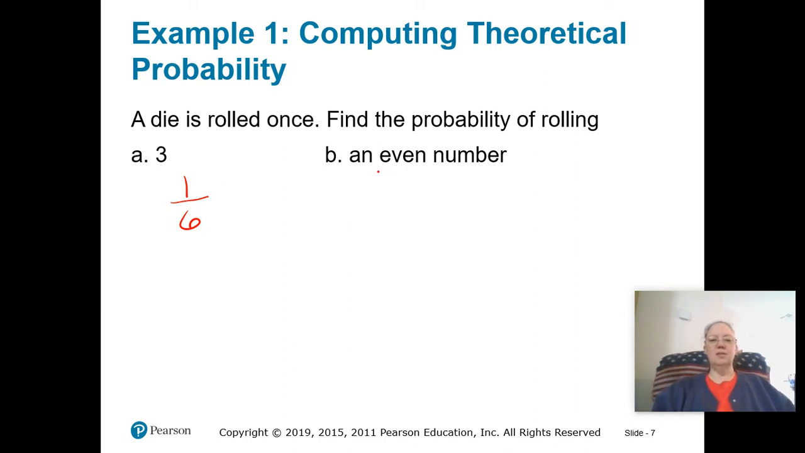On the other hand, the probability of finding an even number: the even numbers are 2, 4, and 6. So those are the outcomes that are possible that are even. Those are what we want. So altogether there are 1, 2, 3 ways to get what we want, again out of 6 total. You would simplify this to 1/2. So the probability of getting an even number would be 1/2.